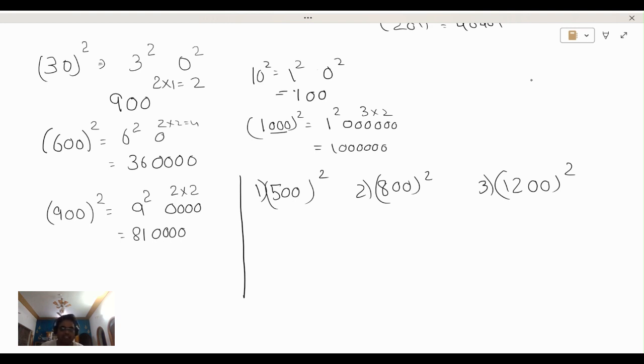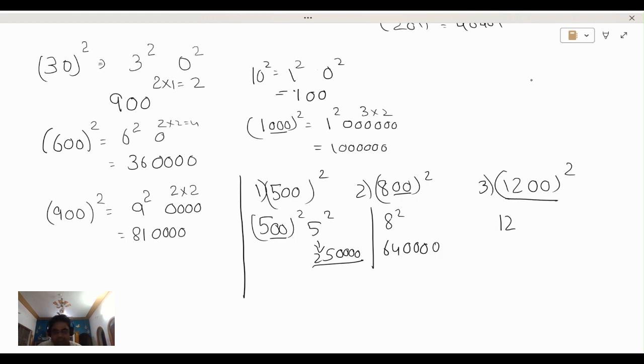Thank you guys. Now let's get back to the solution of this. Hope you have done the sum. So 500 square, we have 5 square is equal to 25, and then two zeros are there, so you have to add 4 zeros. This is the solution for this. And then for 800 square, we have 8 square is 64. Two zeros are there. So 2 into 2, we have 4 zeros. Now for 1200, we have 12 square is 144, and then there are two zeros, hence you have to put 4 zeros.